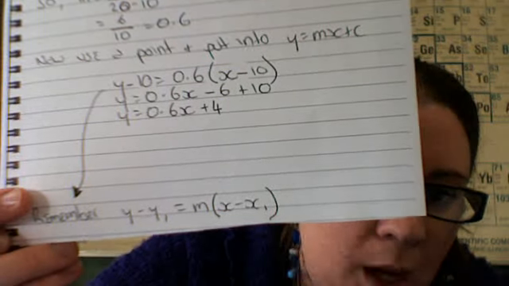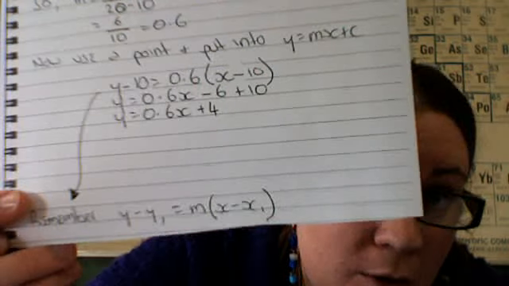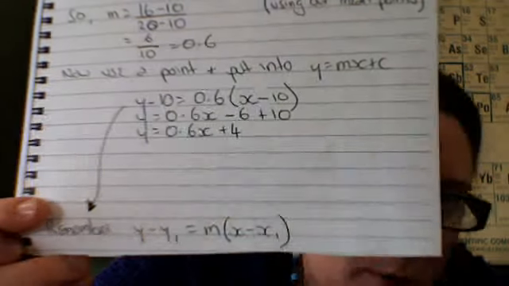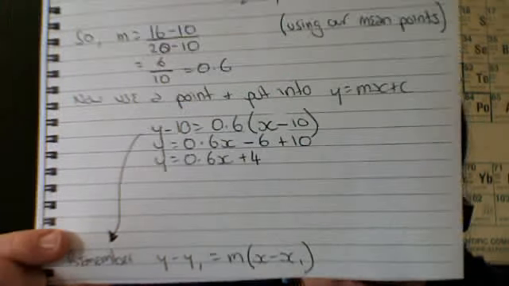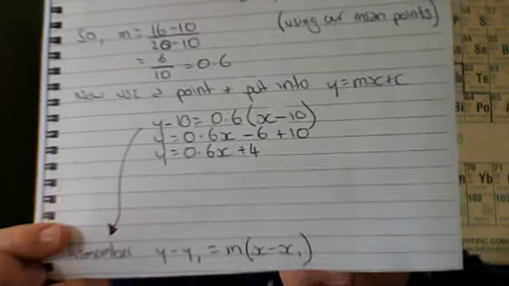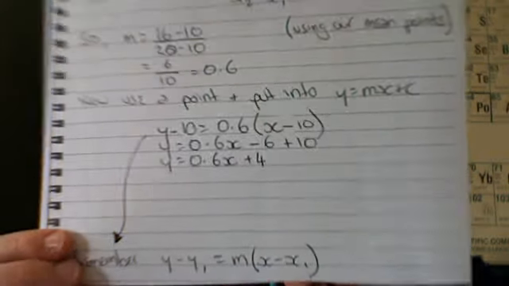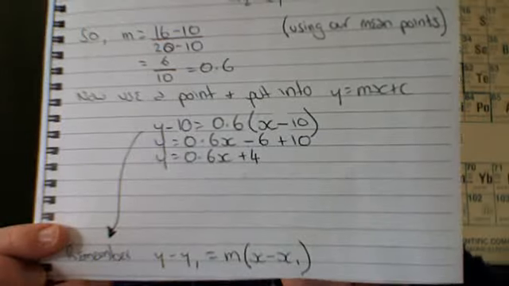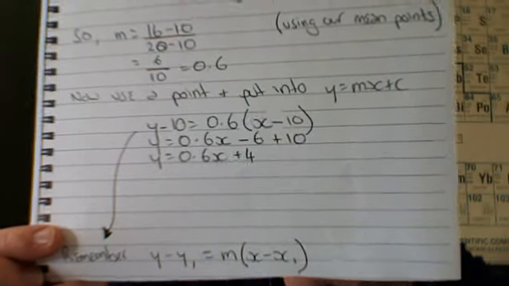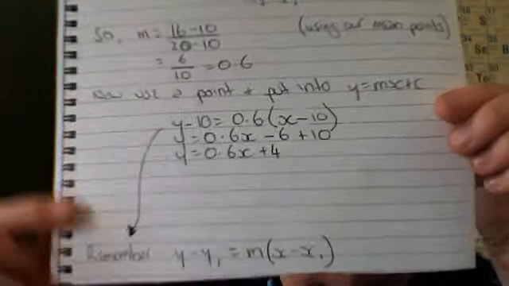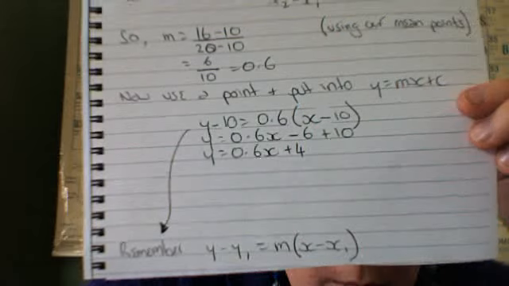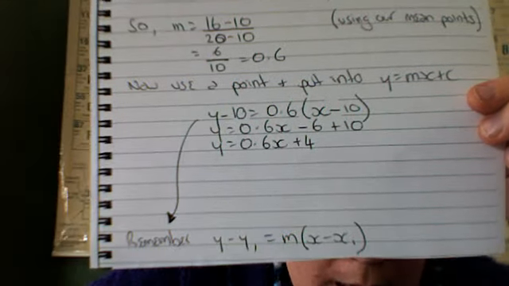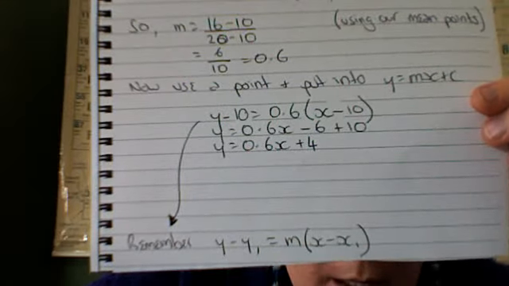Now we can use, see the arrow down the bottom? Remember, y minus y1 equals m times x minus x1. Remember that formula? If not, go back and check your notes from the other topic. And then all we do is put that into the formula. We want it to look like y equals mx plus c, so we use this formula down the bottom. So y minus y1, y minus 10 equals m, which is 0.6, because that's what we found up here. Okay? And then x minus x1, and x1 is 10. And then all you do is simplify, just like normal.